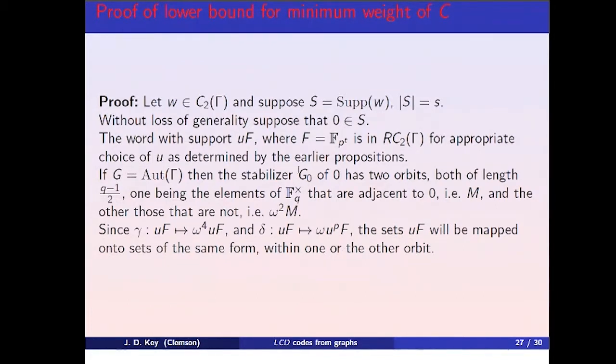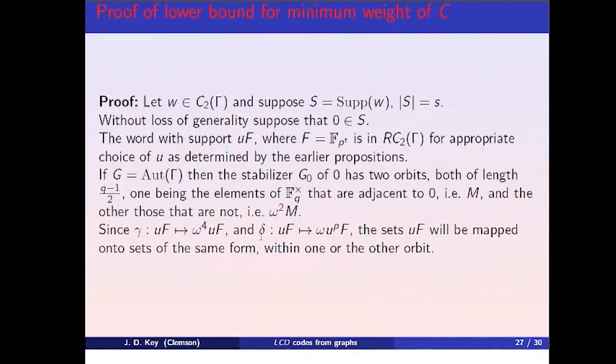Well, looking at the stabilizer G0, it has 2 orbits because it's rank 3, and they're both of length (q-1)/2. One of the orbits is the non-zero elements of F that are adjacent to 0, i.e. M, and the other consists of those that are not adjacent. So that's your 2 orbits, each of length (q-1)/2.